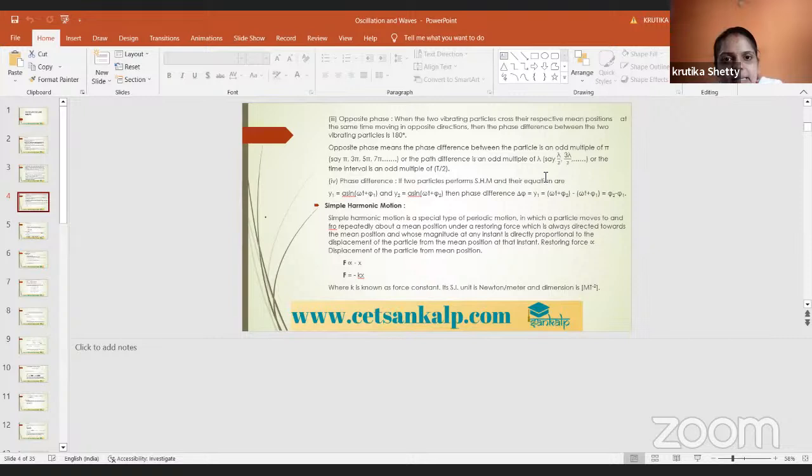What about the path difference? In same phase, an even multiple of lambda comes. Here, in opposite phase, odd multiples of lambda. You can see the examples. Yes. What do you mean by phase difference? If two particles are performing simple harmonic motion and their equations are given as y1 is equal to a sin(omega t plus phi 1) and y2 is equal to a sin(omega t plus phi 2), then what is the phase difference here? The phase difference is given by these two values.